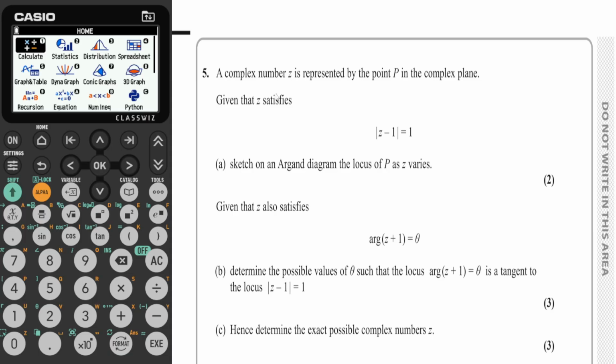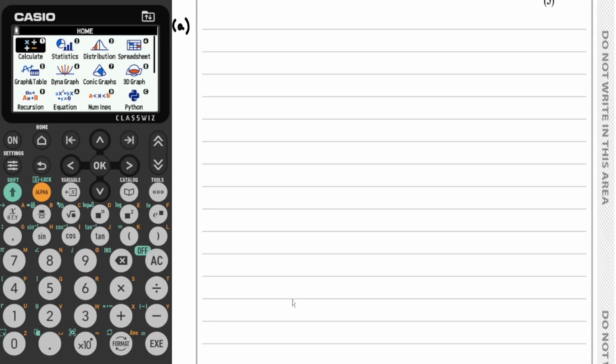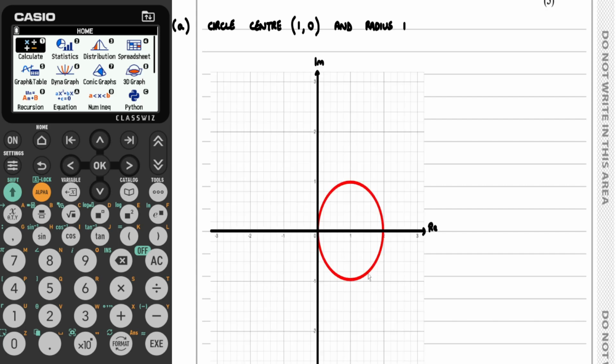Question number 5. A complex number z is represented by the point P in the complex plane. Given that z satisfies |z − 1| = 1, part A, we have to sketch on an Argand diagram the locus of P as z varies. For part A, we need to recognize we have a circle with a centre of (1, 0) and a radius of 1. So if we sketch that, we have the following.